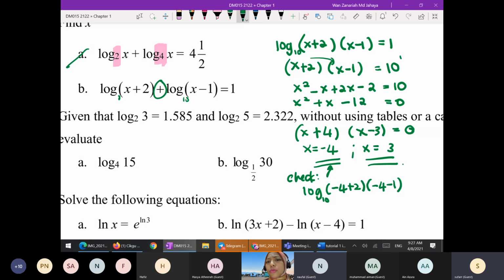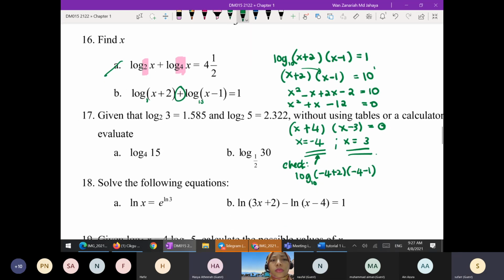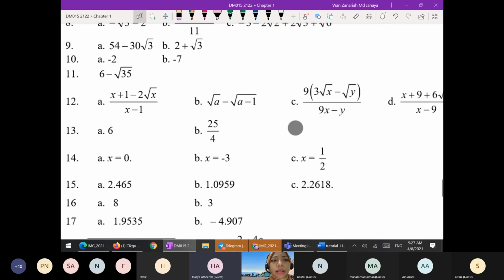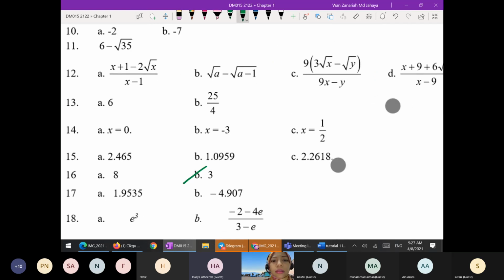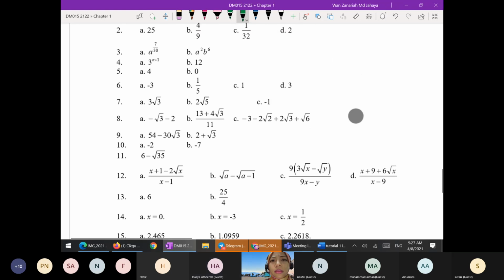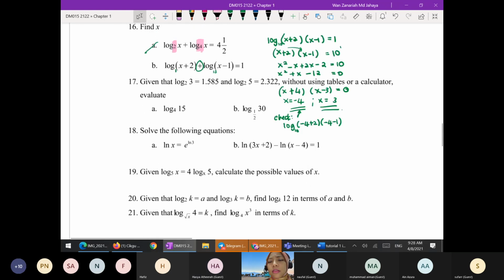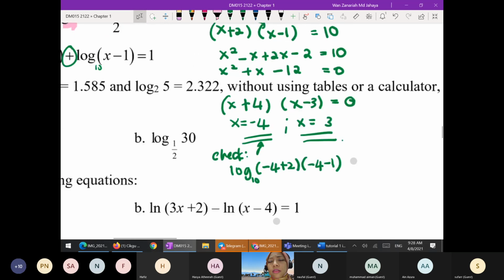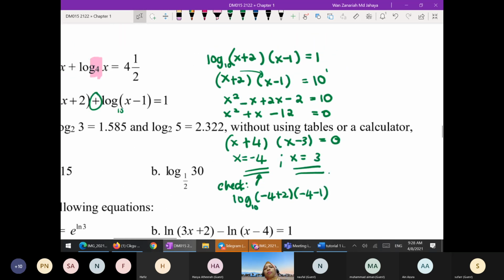Tak dapat satu. Dia dapat 1.397, dapat perpuluhan. 16B cuba check jawapan 16B apa? 3. So ini memang reject lah. Bila math error memang reject lah. Macam mana boleh 3 tu tak dapat 1? You tekan betul-betul ke tidak? Cuba log base 10, 3 plus 2 dapat 5.